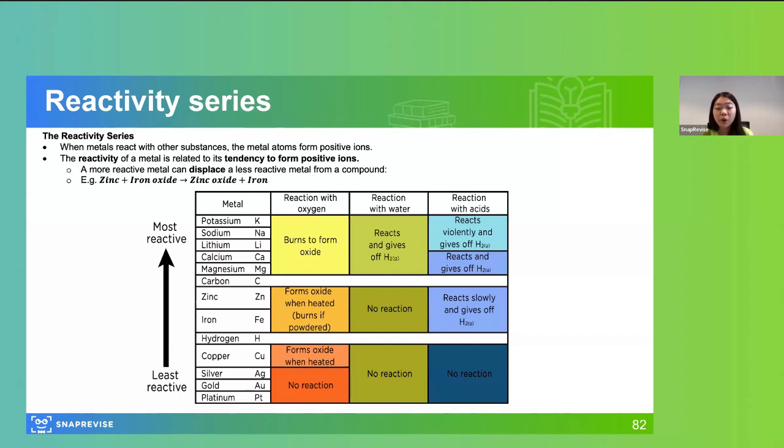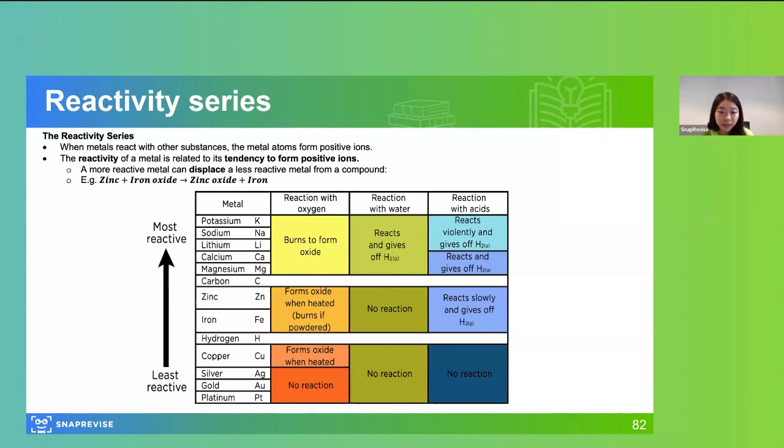Reaction with water: anything below carbon is not going to give a reaction. Everything above carbon is going to react with the water, and it's going to give off hydrogen gas. The test for this is using a glowing splint or burning splint, I believe, by putting it in, and then it's going to give a squeaky pop sound. I believe that is the test for hydrogen gas.